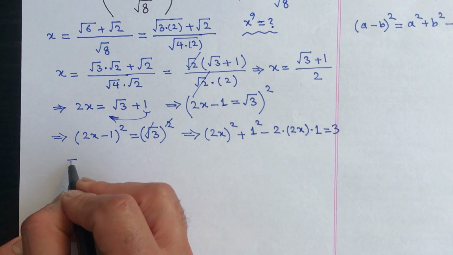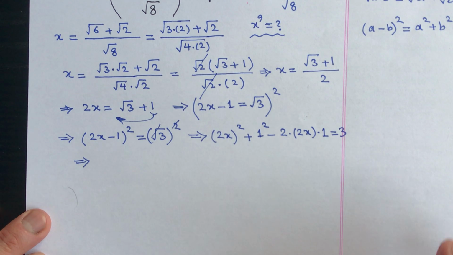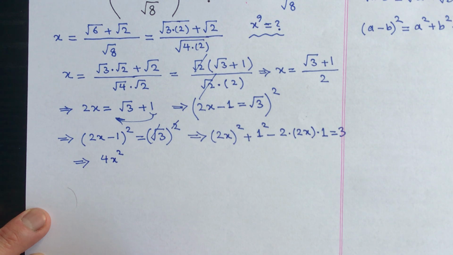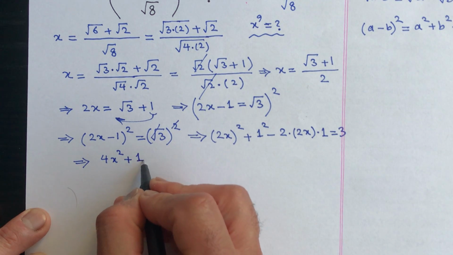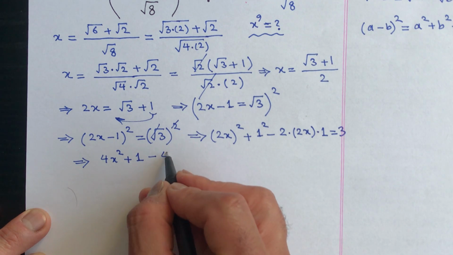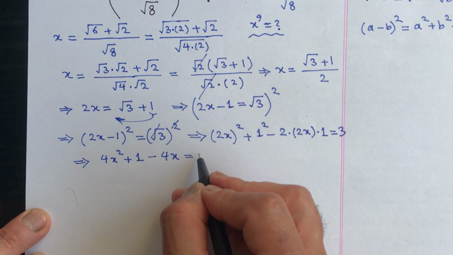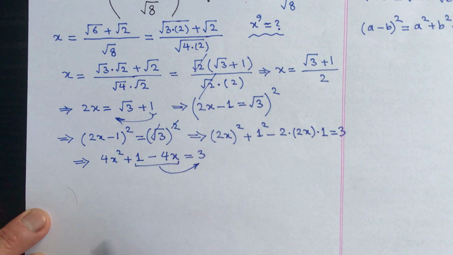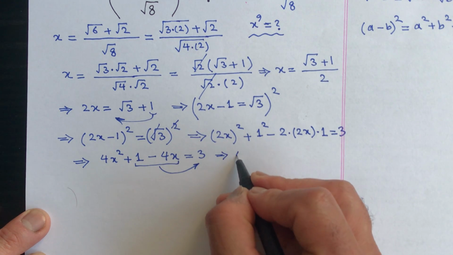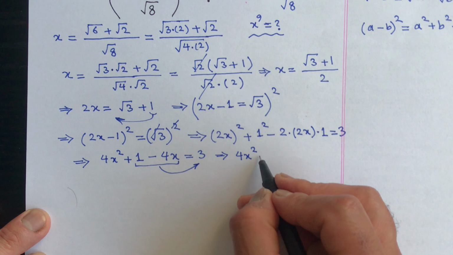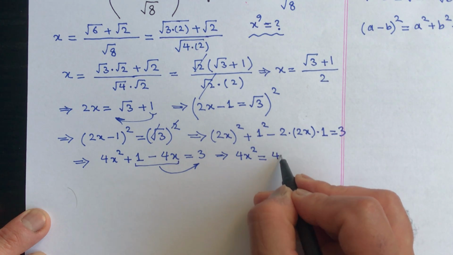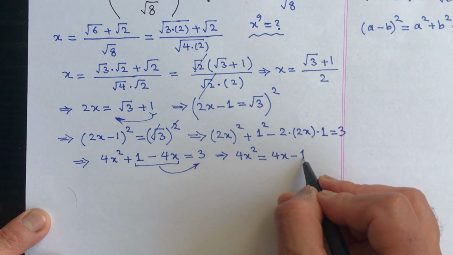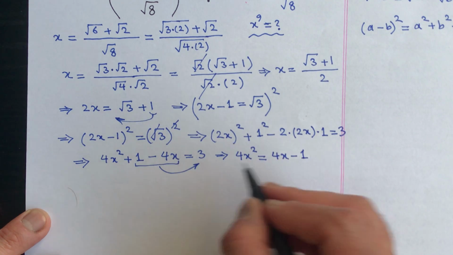Now I can simplify it more. First one is 4x to the power of 2 plus 1 minus 4 times x equals 3. If I take these terms to the right side, then 4x squared equals 4x, because the sign is flipped for both terms, minus 1, and we still have this 3.